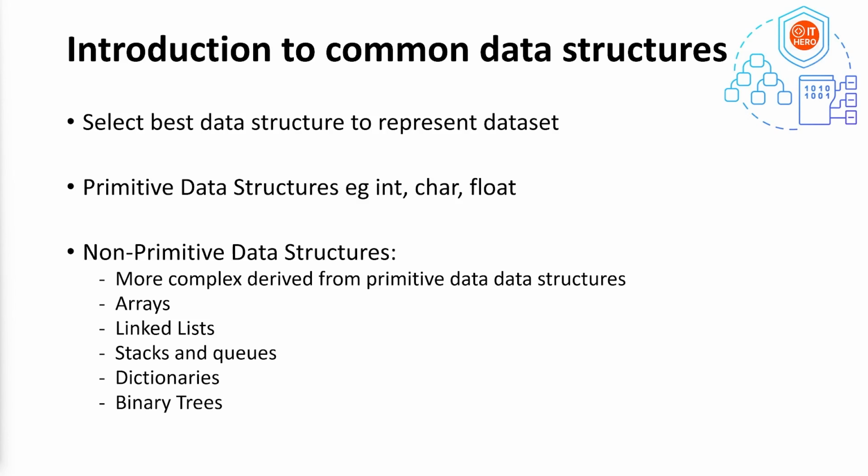Working with programming algorithms is very tightly related to working with data structures, because data structures are a way to store data. We have to select the base data structure to represent the data set. We have the primitive data structures like integer, char, and float. And we also have the non-primitive data structures, which are more complex and derived from primitive data structures. For example, arrays, linked lists, stacks and queues, dictionaries, and more advanced binary trees.